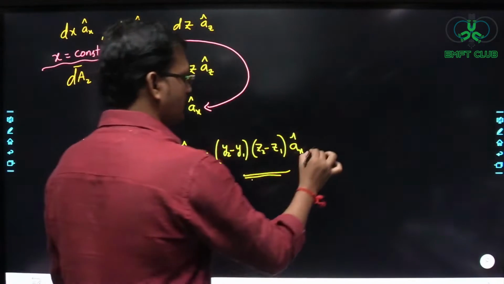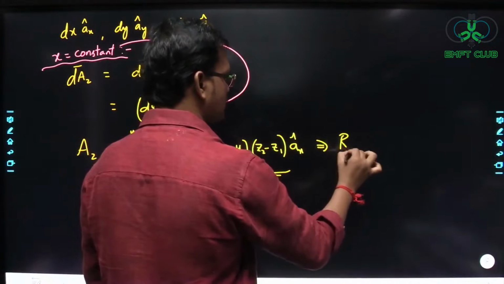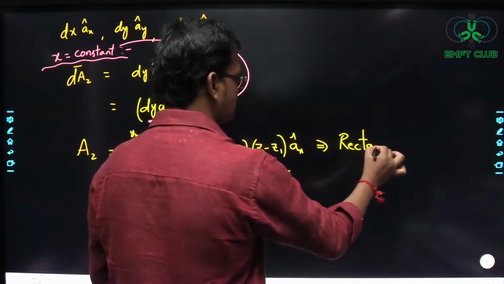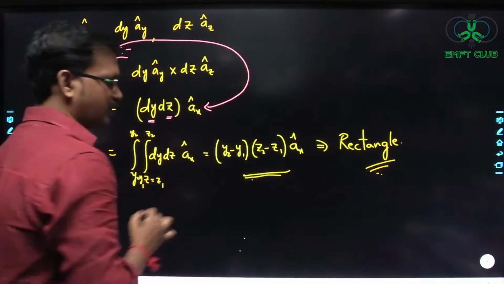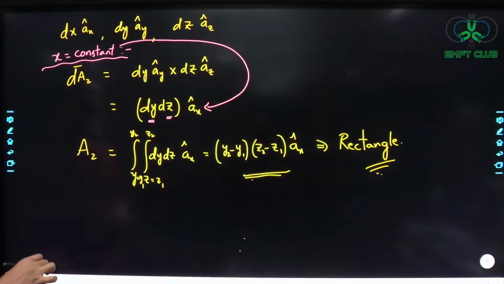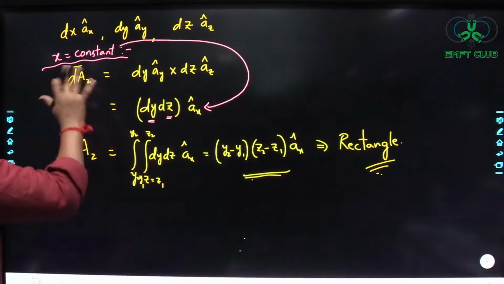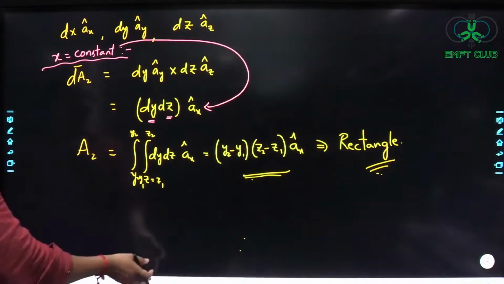So what is the shape of the surface here? Here also the shape of the surface is nothing but a rectangle in which plane? In the yz plane, right? Okay. So this is another differential area, right? Okay.